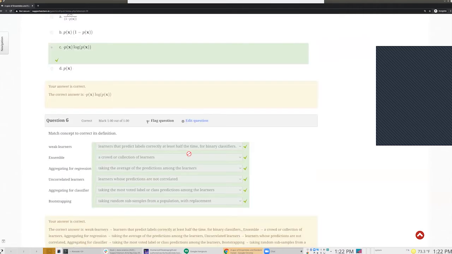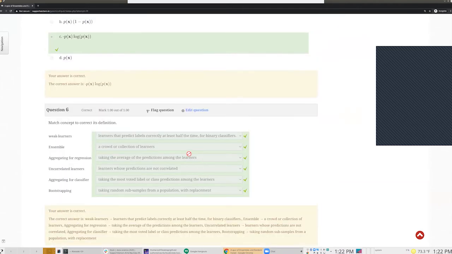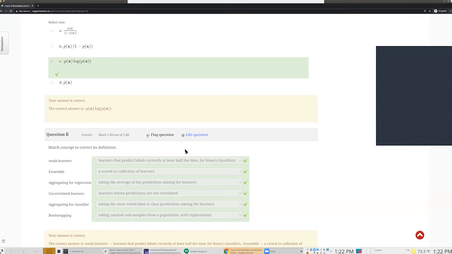Sir, can I ask? Are 1R and 0R synonymous? No, 0R is to say forget the feature, forget all information at all. Just look at the target variable and pick the majority. Okay, got it.